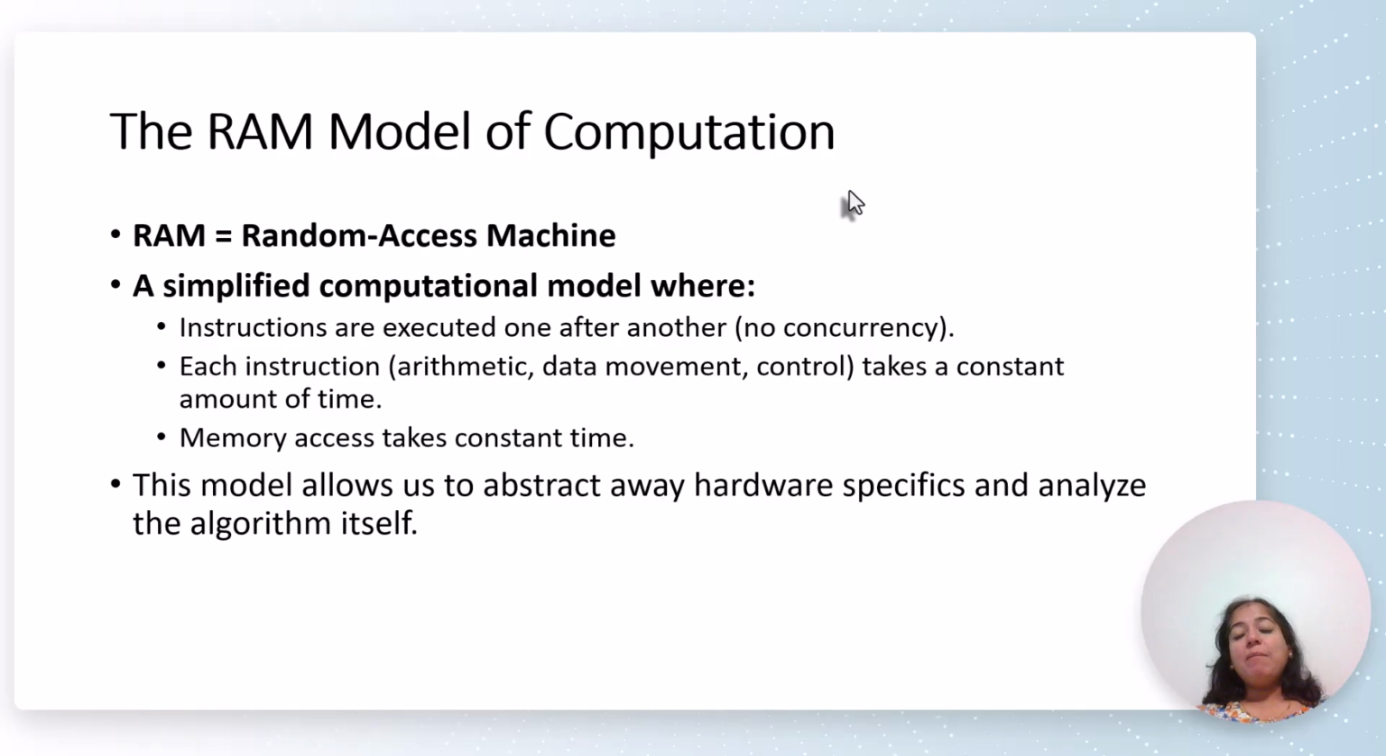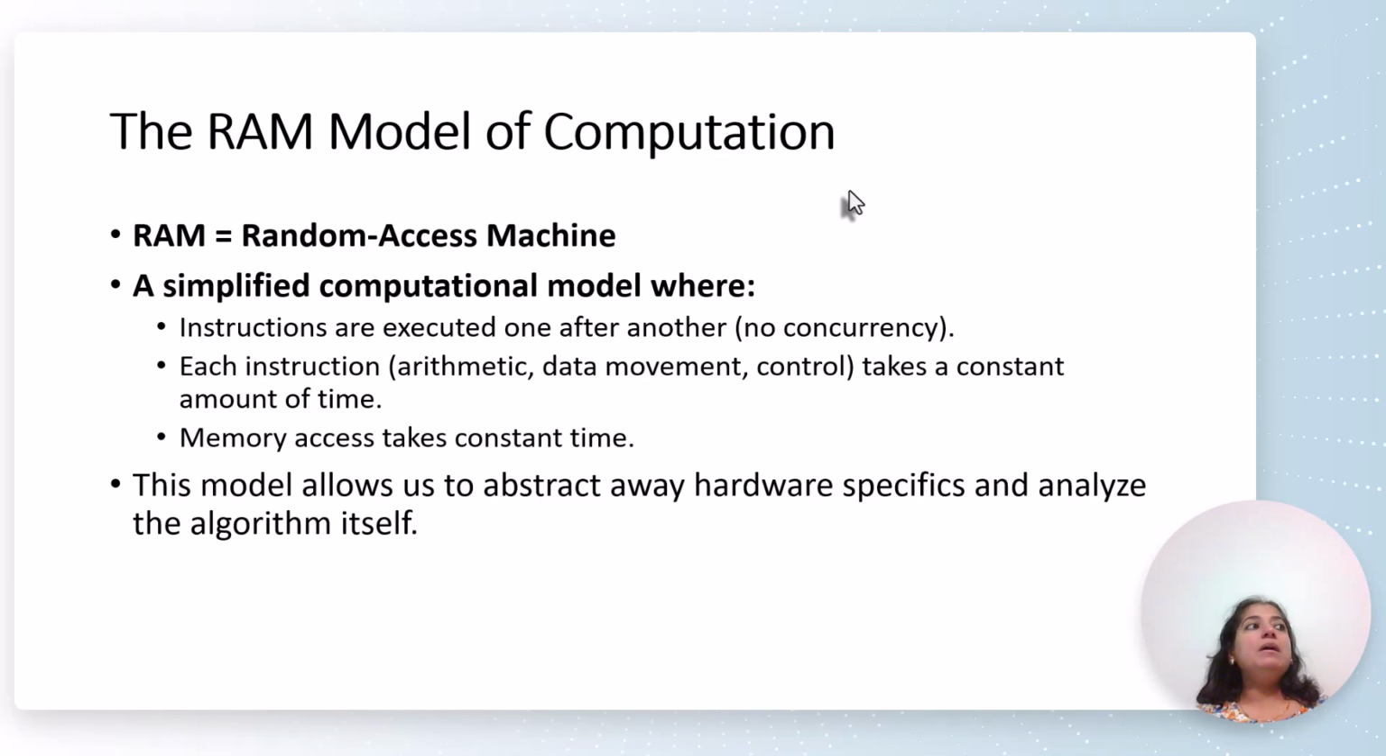Then comes the RAM model of computation, which is random access machine. It is a simplified computational model where instructions are executed one after the other. That means instructions are executed in sequential order. There is no parallel processing, there is no concurrency and nothing else. Each instruction takes a constant amount of time. Whatever instructions we are performing, that takes a constant amount of time, and memory access also takes constant time, right? So this model allows us to abstract away the hardware specifics and analyze the algorithm itself.